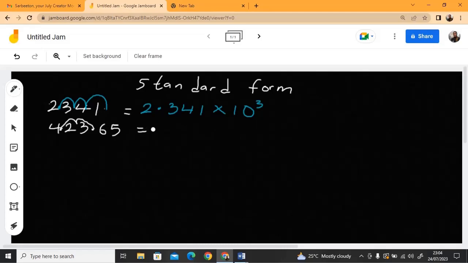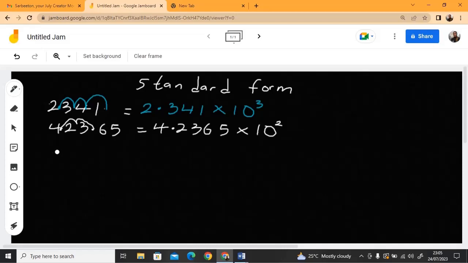So my final answer will now be 4.2365 times 10. Multiplying by 10 is a must. Then how many times do you move? You move 1, 2. So you put 2 at the top of it. That is that.